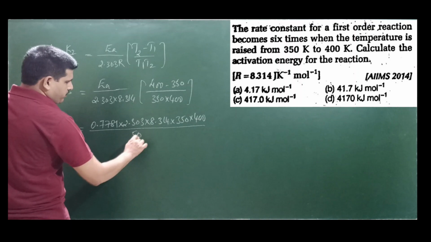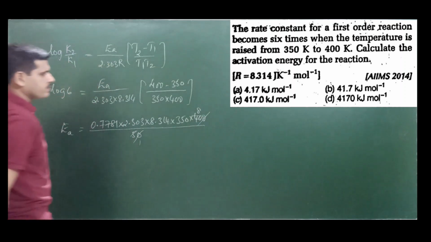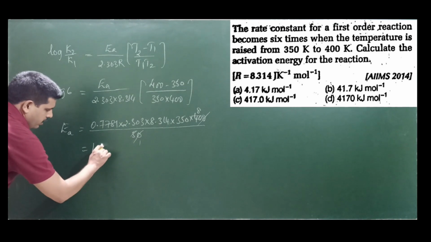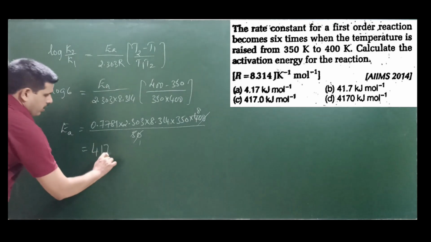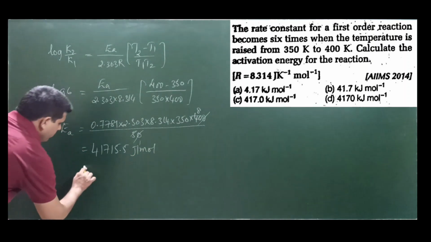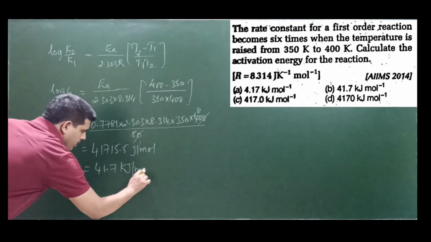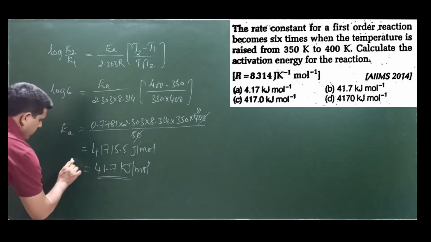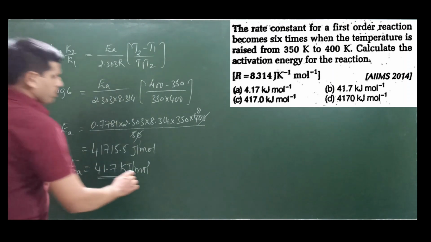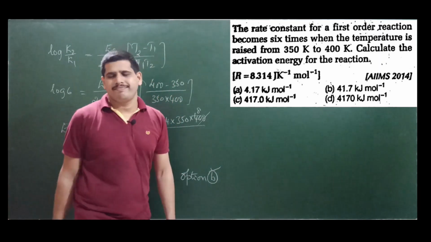400 minus 350, which is 50. So cancel. Okay, simplify. Then you multiply these things and you will get the answer as about 41,500 joule per mole. And if you write it in terms of kilojoule, 41.7 kilojoule per mole. That is nothing but the activation energy. Now you can clearly see option B holds good here. Option B. That's all.